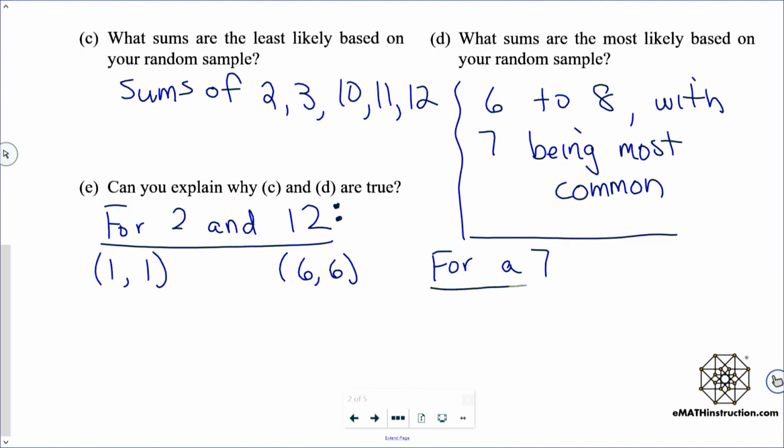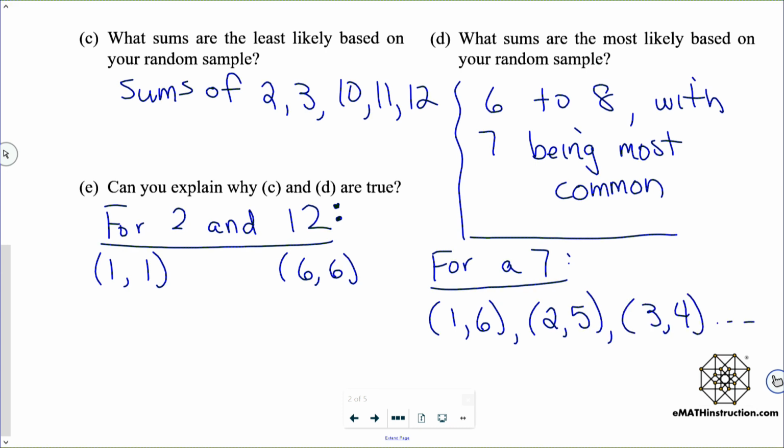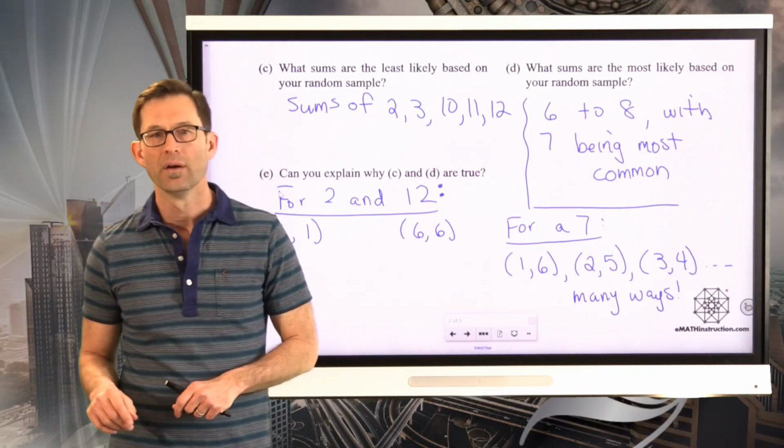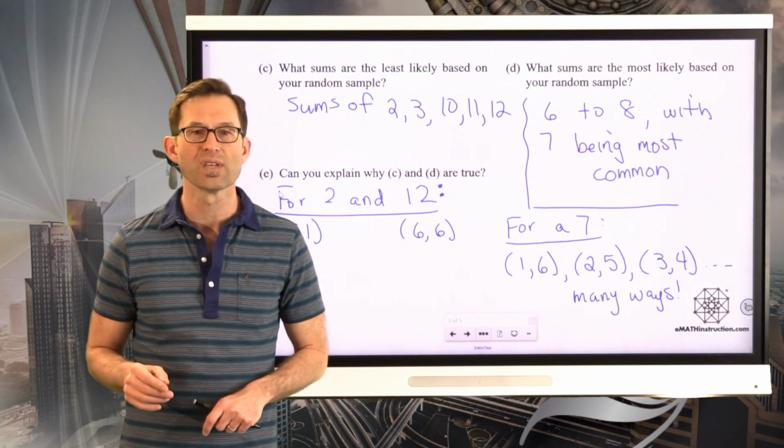For a 7, right, what could I have gotten? I could have rolled a 1 and then a 6. I could have rolled a 2 and a 5, a 3 and a 4, etc. Many ways. There's many ways to get a sum of 7, but there's only one way to get a sum of 2. I rolled a 1 and another 1. A 12: I rolled a 6 and another 6.